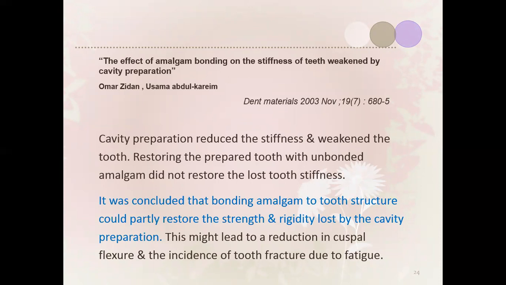It was concluded that bonding amalgam to the tooth structure could partly restore the strength and rigidity lost by the cavity preparation. This might lead to a reduction in cuspal flexure and the incidence of tooth fracture due to fatigue.